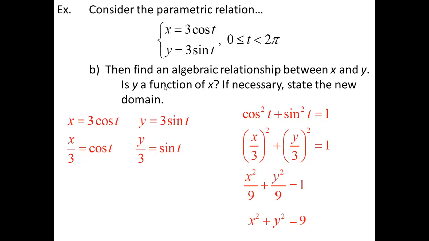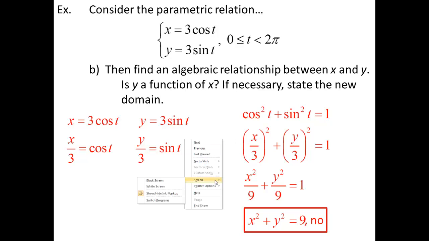So, is it a function? Of course it's not. It's a circle. It doesn't pass the vertical line test, so no. And the domain, well, the domain of the parametric function goes from 0 to 2 pi, which itself graphed a circle from negative 3 to 3. So the x values would go from negative 3 to 3, which is the implied domain. If it's a circle of radius 3, I would assume that the domain was negative 3 to 3. So the domain of the parametric technically matches the domain of the Cartesian, therefore domain is not necessary to state.